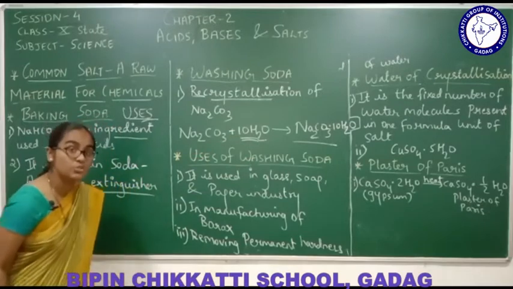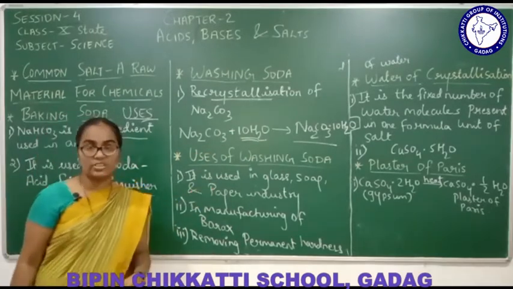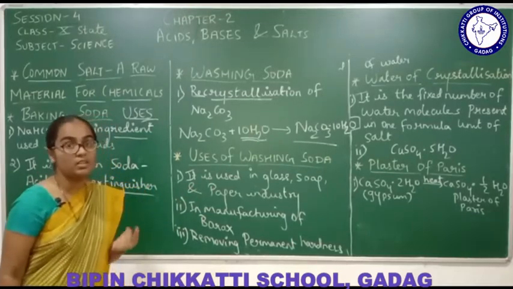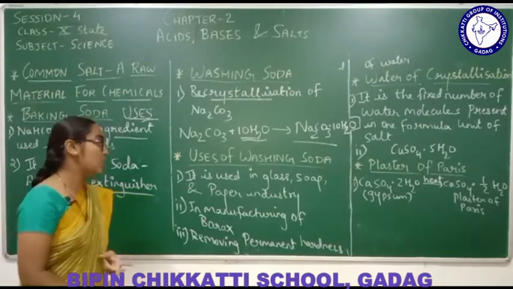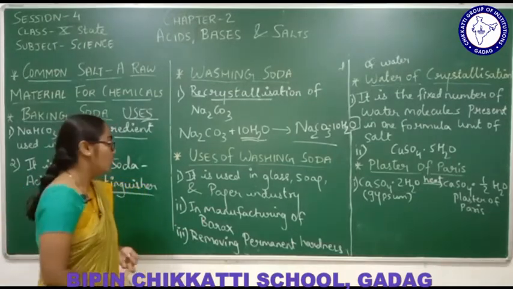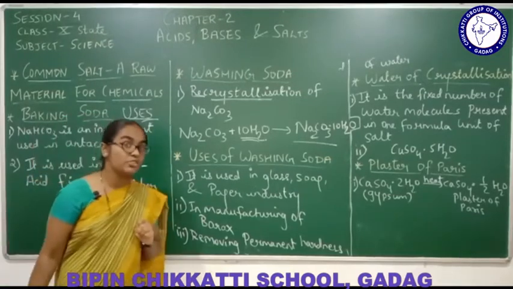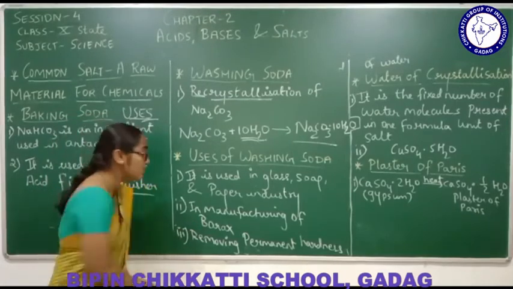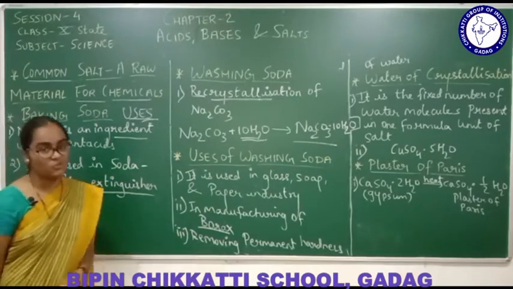Now, the uses of washing soda. It is used in the glass industry, soap industry and paper industry. The most famous use of washing soda is in making glass, soap as well as in the paper industry, right? Okay, that is the first use. Now the second use is that it is also used in manufacturing of a sodium compound called borax. So for manufacturing borax, washing soda is used.